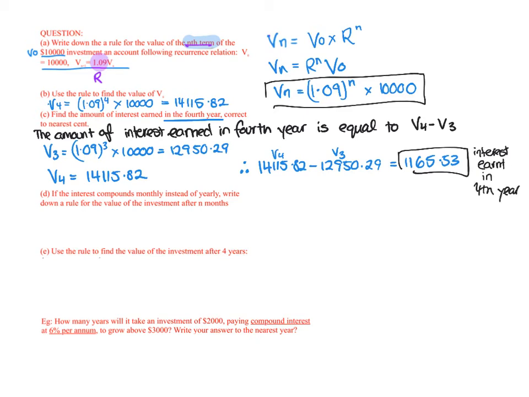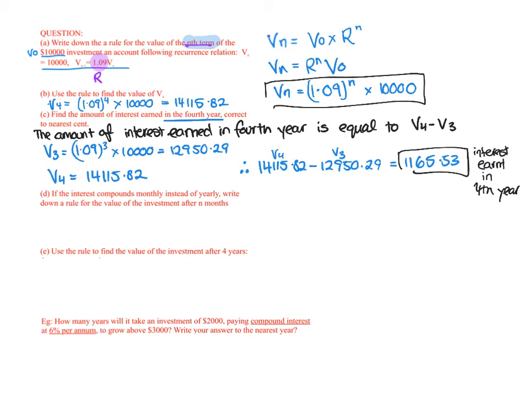So you need to be really careful. If they ask how much interest has been earned over the 4 years, that means you would do V4 minus V0, wouldn't you? Because you want to know the whole 4 years. If you only want the fourth year, you would do it differently.